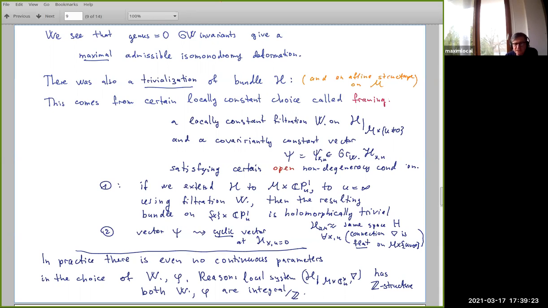What is the non-degeneracy condition? It is the following: if we extend my bundle to CP1, adding u equal to infinity. And how do we extend it? Because we have a local system in the u direction, and to extend a local system we need to have a locally constant filtration. It will describe the order of growth. Then the condition is that the resulting bundle on each horizontal line is holomorphically trivial.